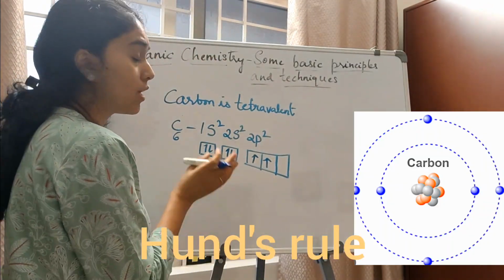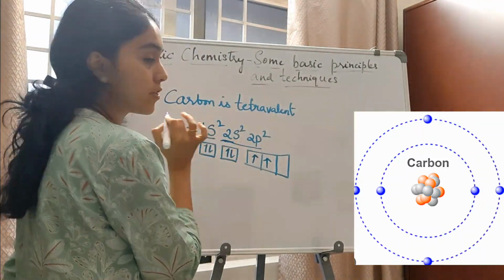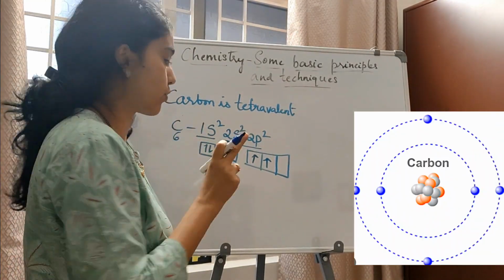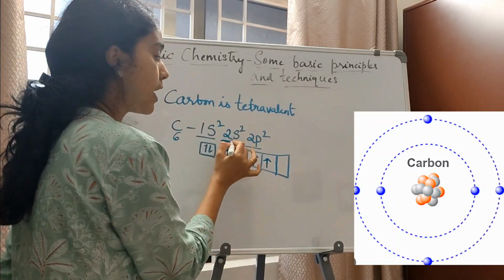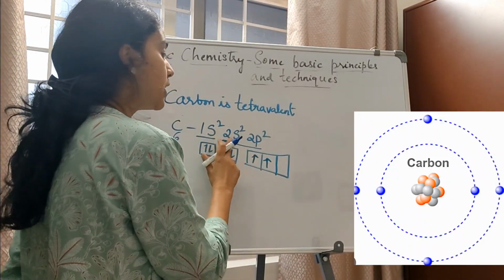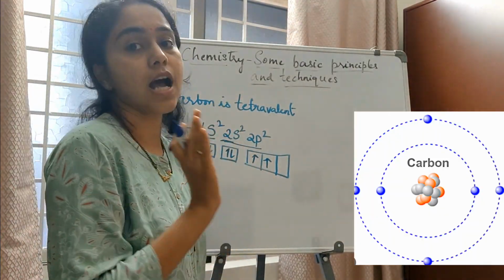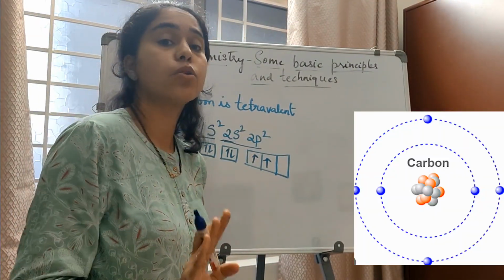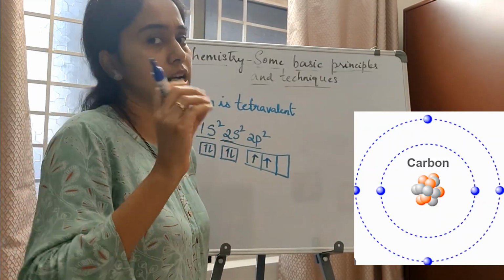Here this is your first main shell, and this is your second main shell. In your first main shell you have 2 electrons which are in the s orbital. Now in the second shell you have totally 4 electrons. In the s orbital you have 2 electrons, and in the p orbital you have 2 electrons. So altogether 2 plus 2, 4 electrons. These 4 electrons are called valence electrons or outer shell electrons. These valence electrons are going to participate in the bond formation. That is, these electrons are the only ones going to form bonds with other atoms or with carbon atoms.